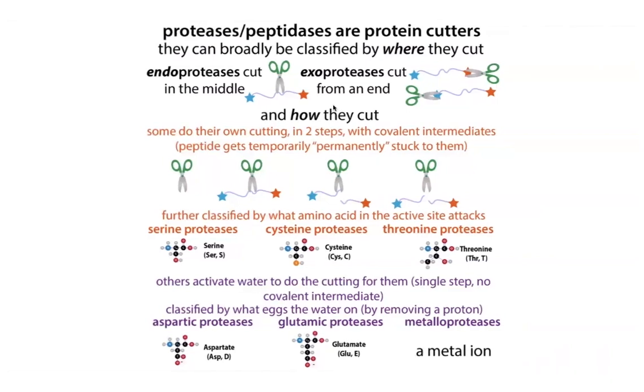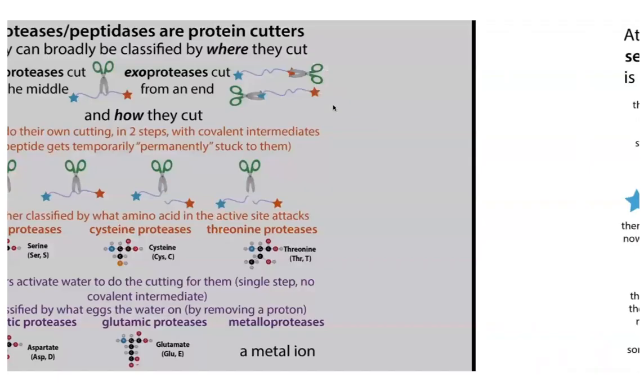And so we'll look in more detail at serine proteases, but it's going to be similar to how cysteine and threonine proteases do things. And the naming here is talking about the catalytic residue, so which residue in the active site is actually going to be doing the work, and not where it's actually going to be cut. We also have aspartic proteases, glutamic proteases, and metalloproteases. And these guys are not going to go through covalent intermediates. Instead, they're just going to activate water.